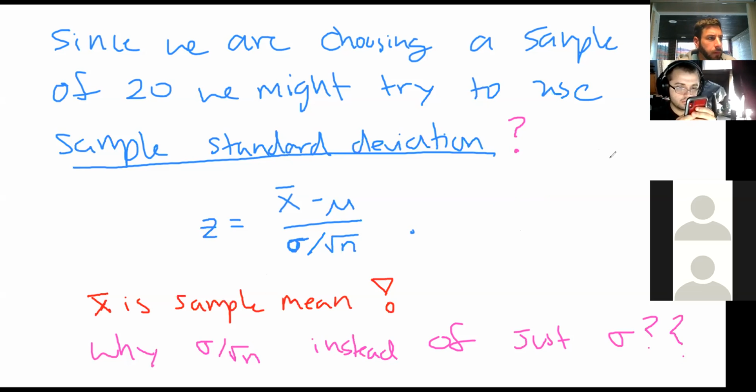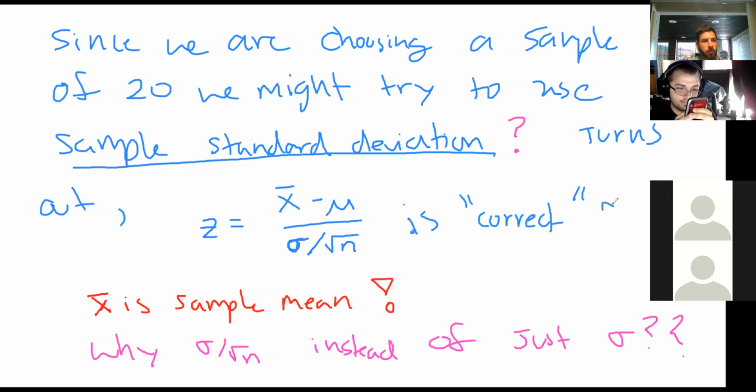And so maybe if we phrase it like this, it turns out that this is the quote unquote correct formula. So maybe I did a poor job explaining this. I'm sort of giving you a hint here about what the correct formula is going to be. But what I'm really trying to get you to think about is why? Why?